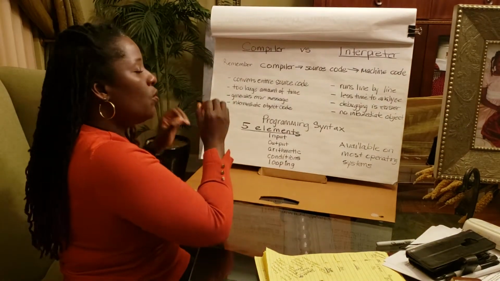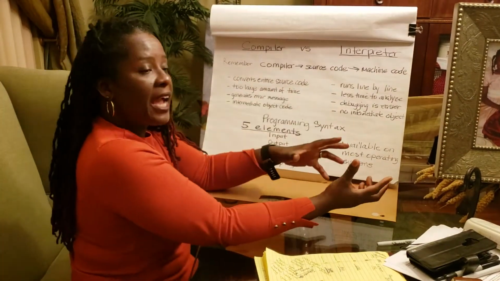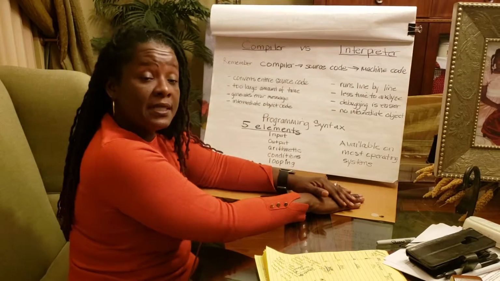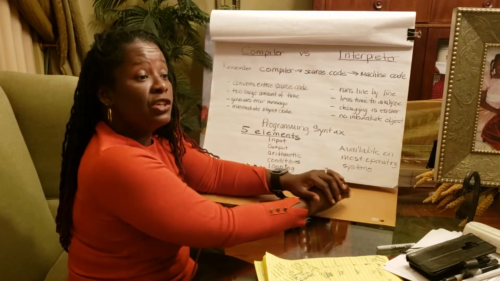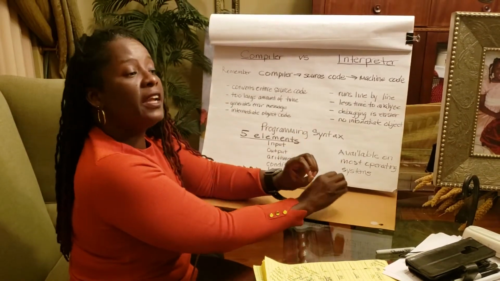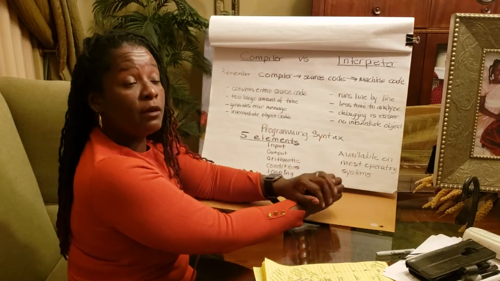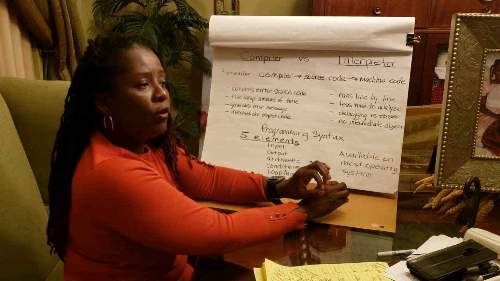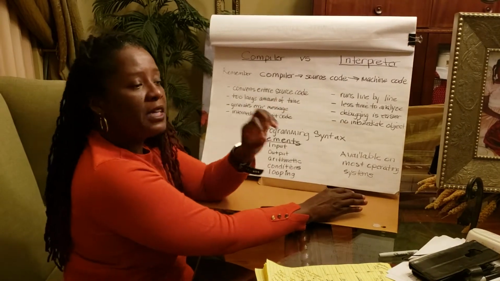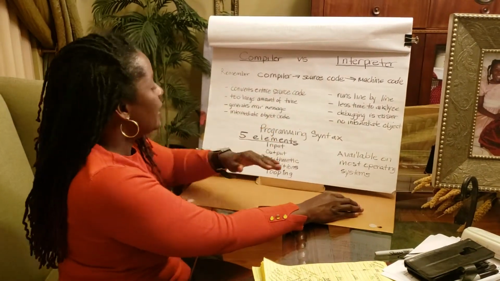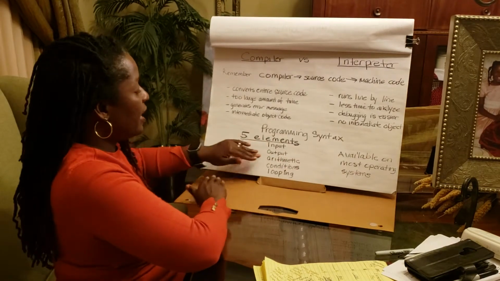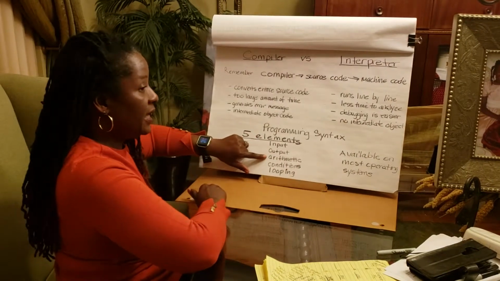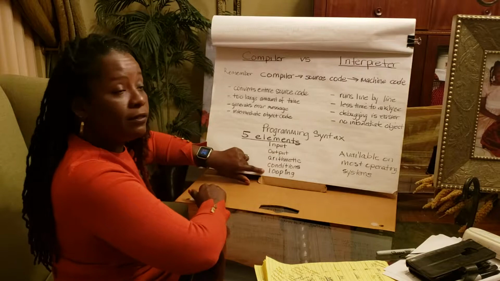So now I want to jump into programming syntax, because remember, programming syntax is the instructions that you're going to get regardless of any programming language that you use. So when it comes to writing a program, there are 5 elements that are essential, okay? And that is, you're going to have input, you're going to have output, you're going to have arithmetic, you're going to have conditions, and you're going to have looping.